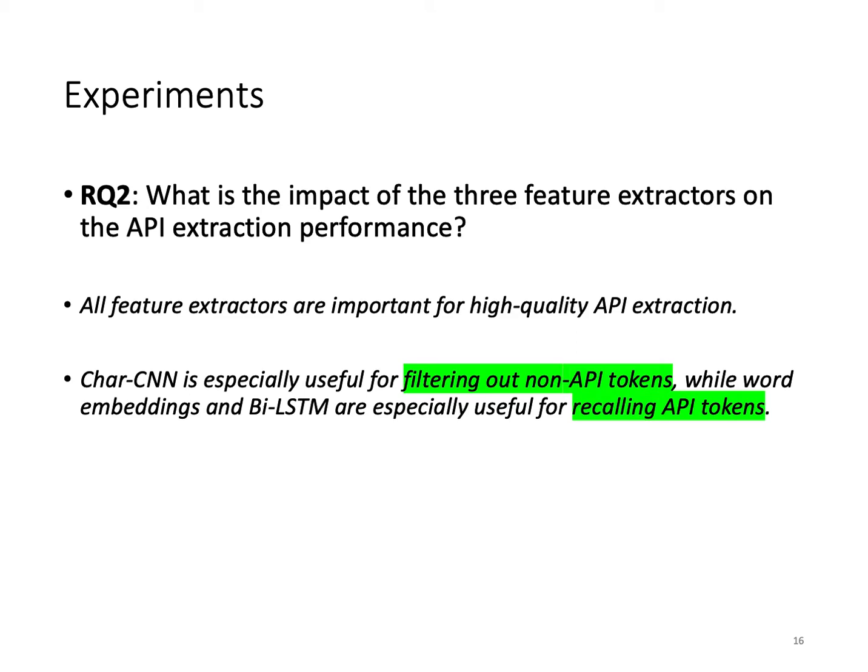The second question is, what is the impact of the three feature extractors on the API extraction performance? We conclude that all feature extractors are important for high-quality API extraction, and the char-CNN is especially useful for filtering out non-API tokens, while word embedding and bidirectional LSTM are especially useful for recalling API tokens.